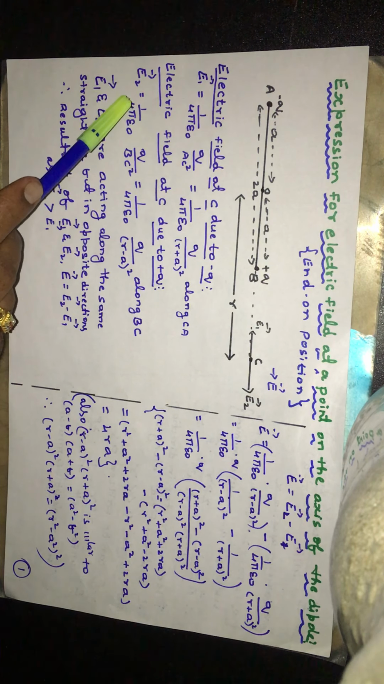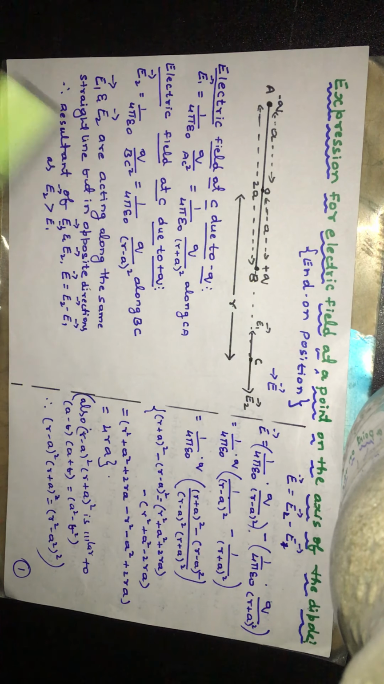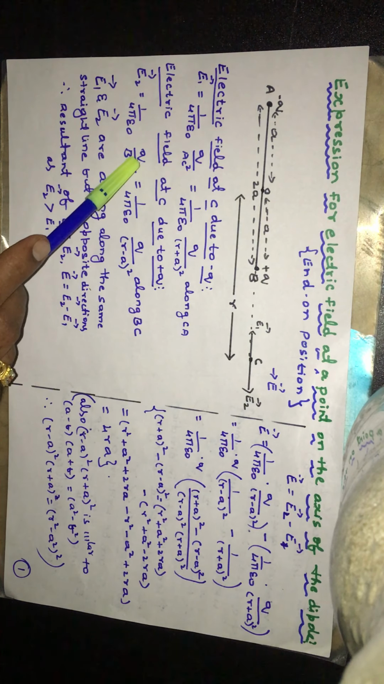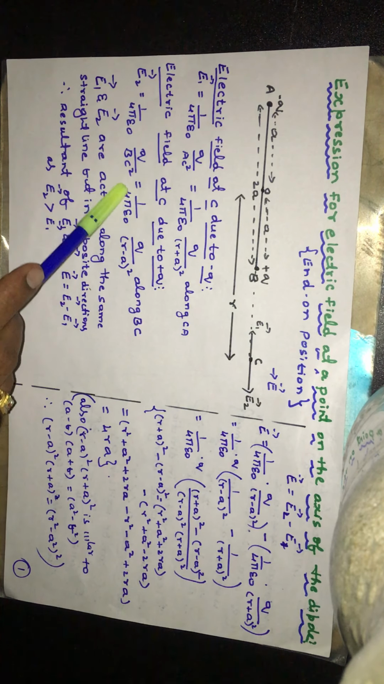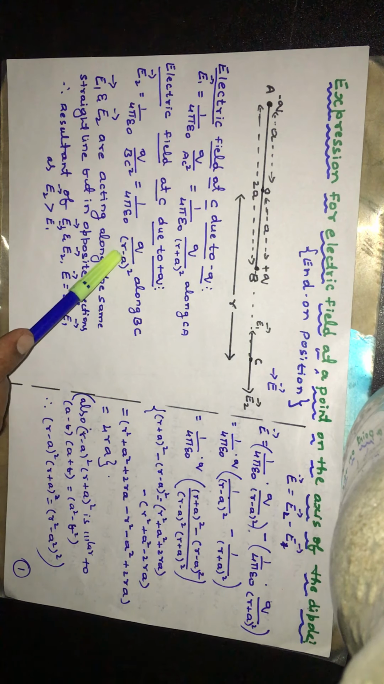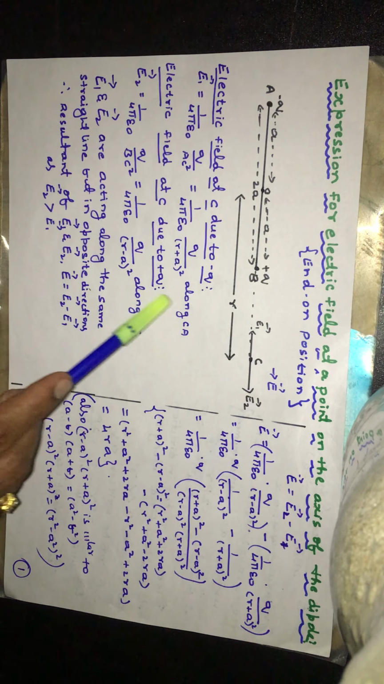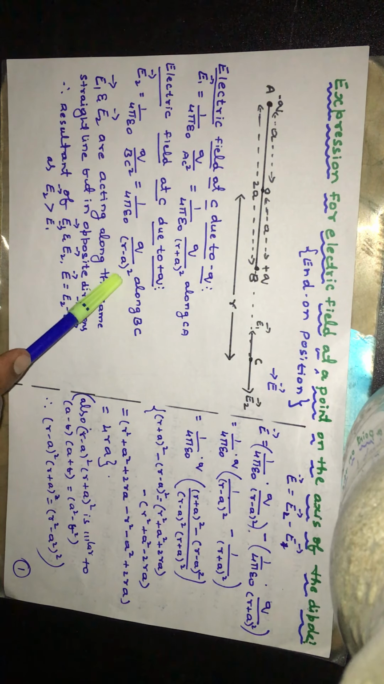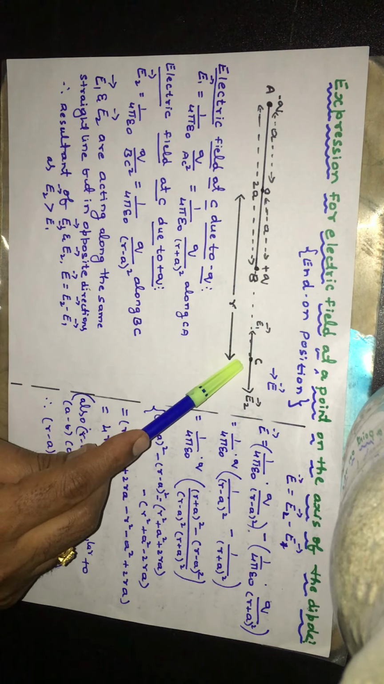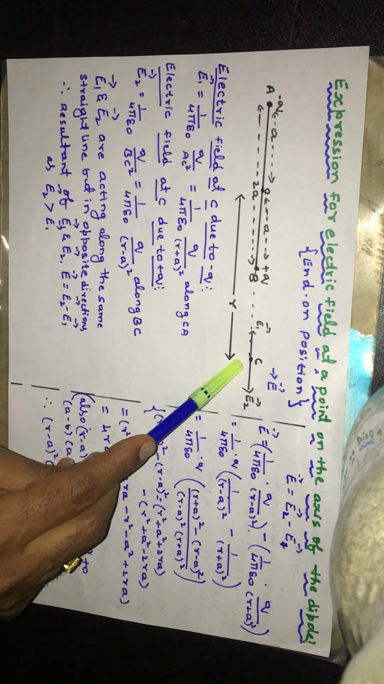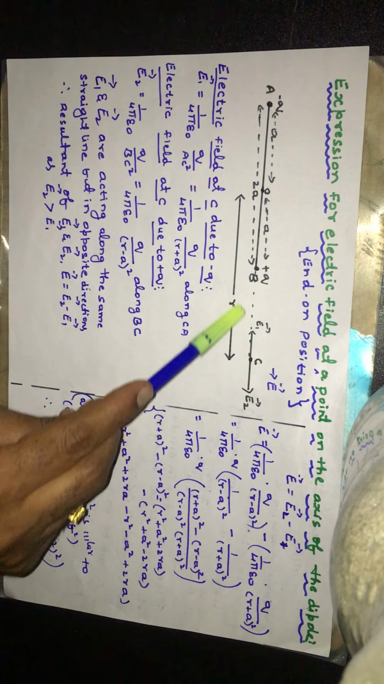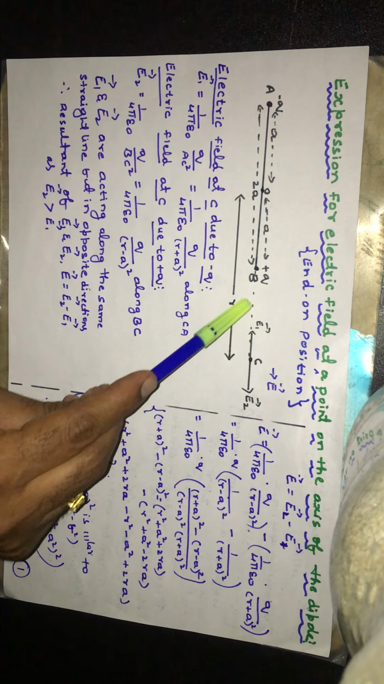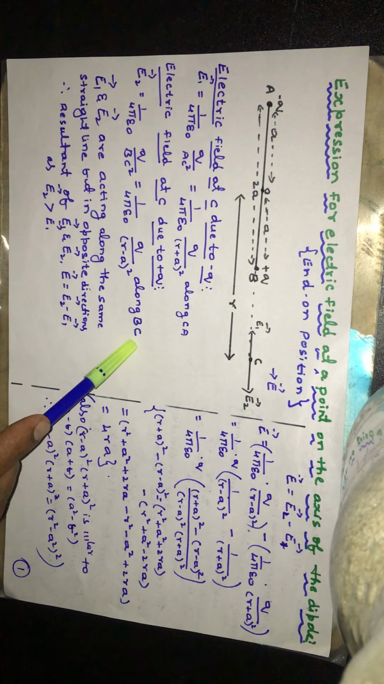Then the electric field at C due to plus Q, which I have called E2, is 1 by 4 pi epsilon naught into Q by BC square, which is 1 by 4 pi epsilon naught into Q by (R minus A) whole square. See, BC is R minus A. Now if you think of a unit positive charge at C, that unit positive charge would be repelled by the charge at B. Therefore, the direction of the electric field at C due to this plus Q is along BC.